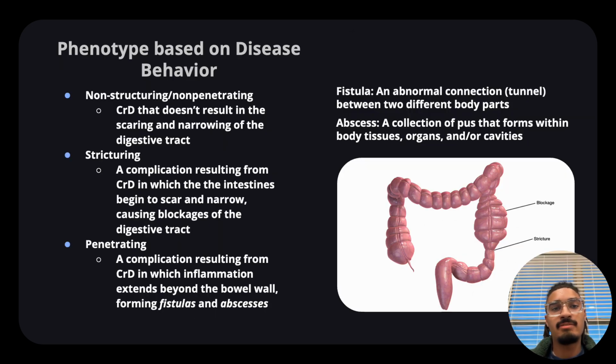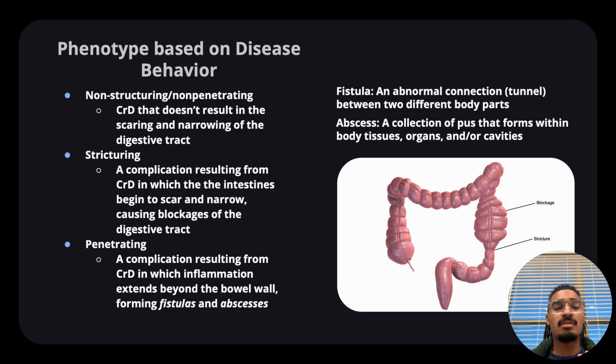Now, concerning the phenotypic effects of Crohn's disease, there are non-stricturing and non-penetrating complications. There's also stricturing and penetrating. Non-stricturing and non-penetrating is a form of Crohn's disease that doesn't result in complications over time. It's a form that doesn't result in excessive scarring and narrowing of the digestive tract. Whereas stricturing is a complication in which the intestine begins to scar and scar tissue builds up, and as a result the intestine begins to narrow, causing blockages, and this can be seen in the image on the right.